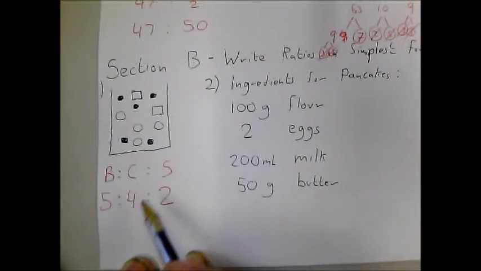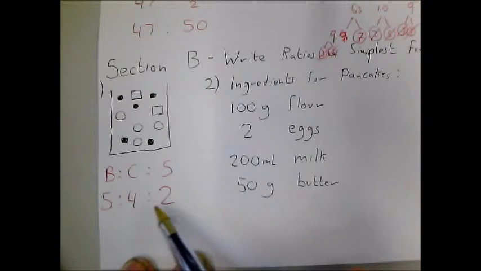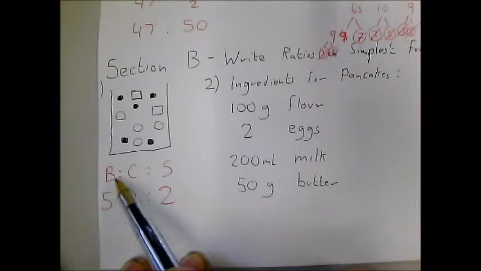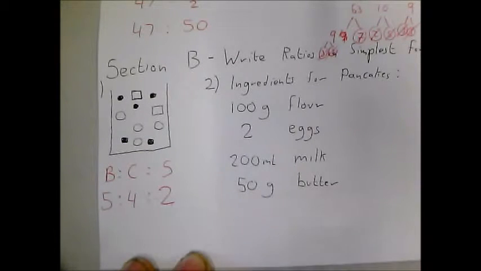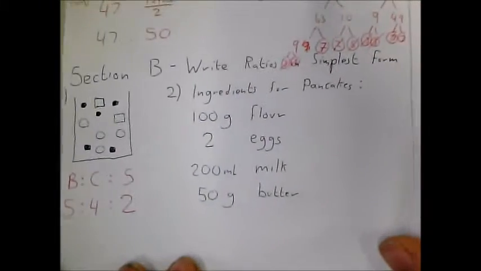Okay, it might be tempting to say, well, hang on, I've got common factors of 4 and 2 here, but it's got to be common factors for all of them. So 5's prime and 2's prime, so that's not going to simplify it at all. Job done there.